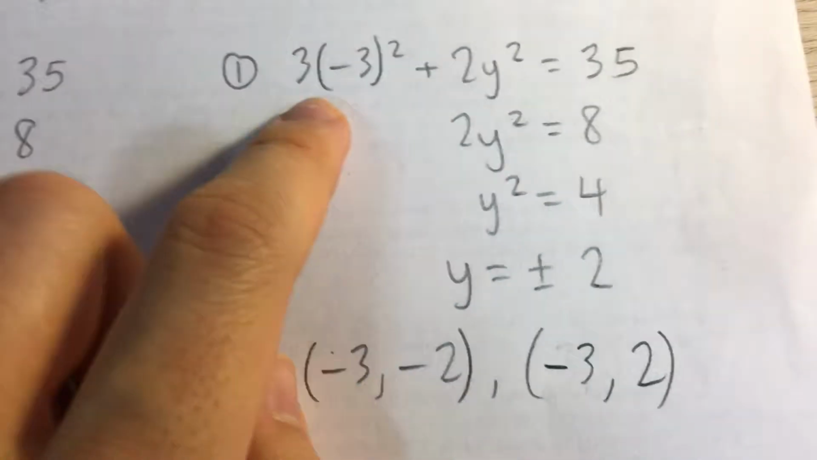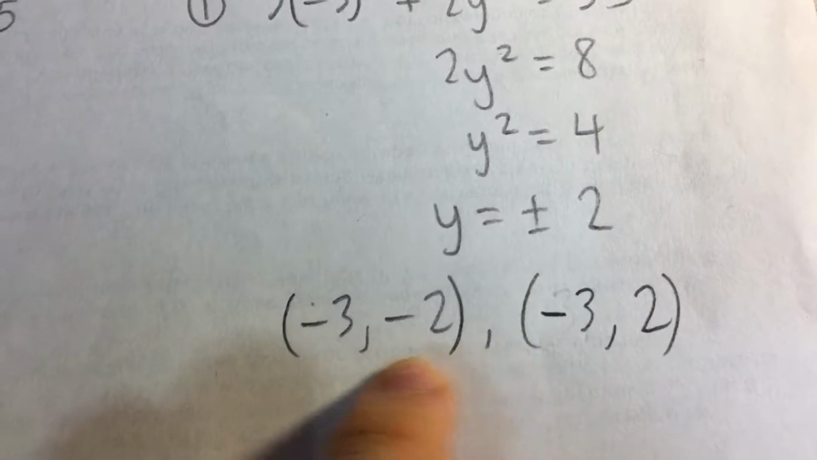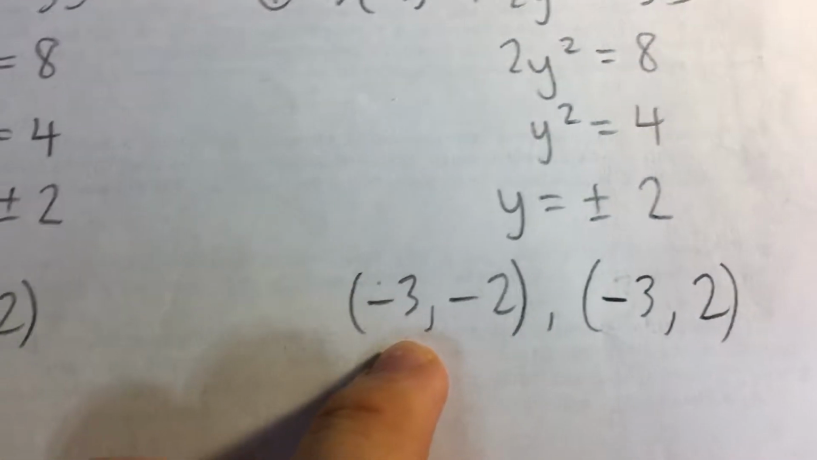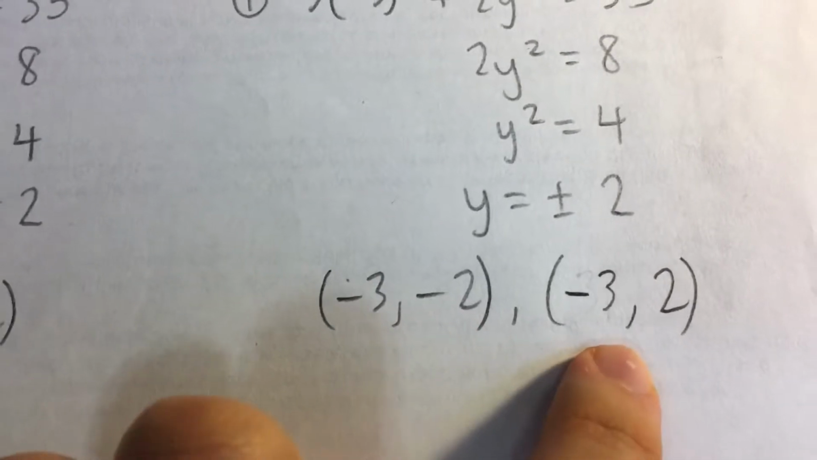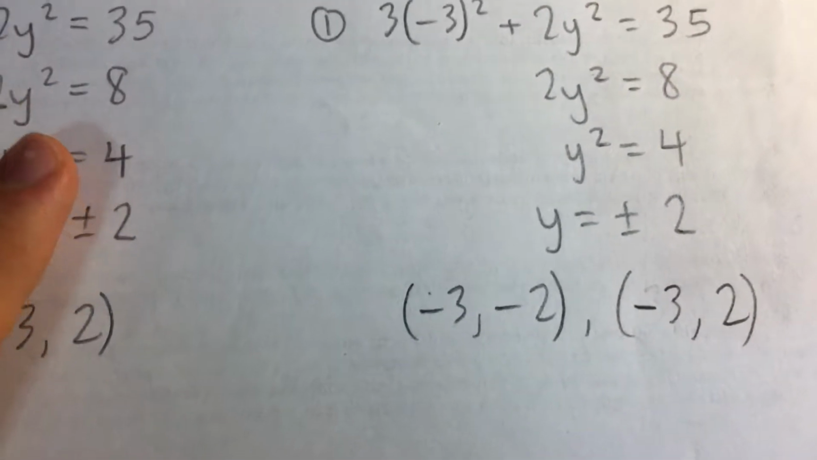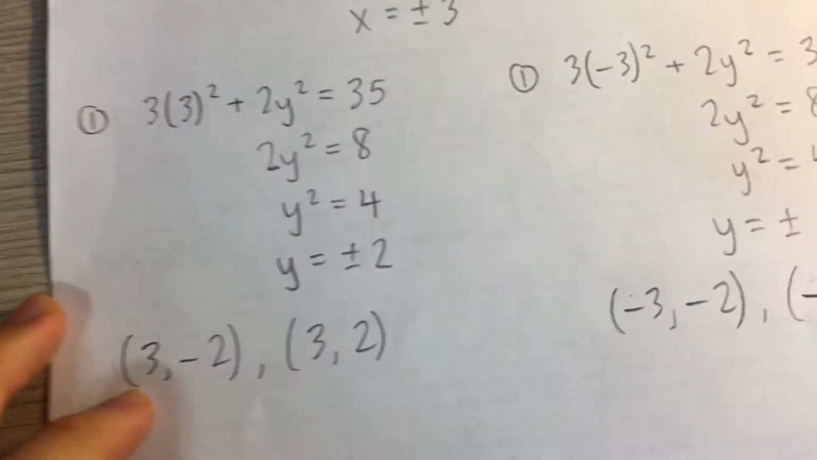So what this means is that if I plug in negative 3, I'm going to get two y values, 2 and negative 2, and so these two points are solutions to this system of equations, negative 3, negative 2, and negative 3, 2. So these are your 4 solutions for the system.